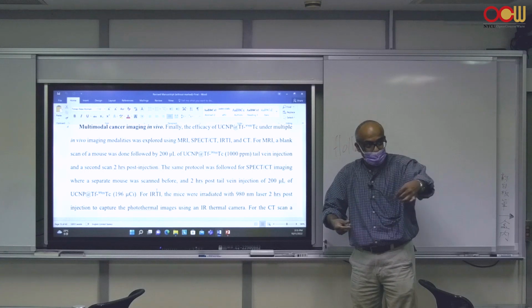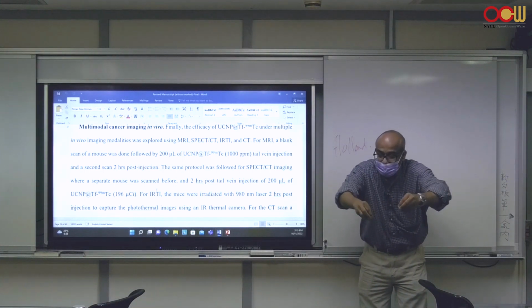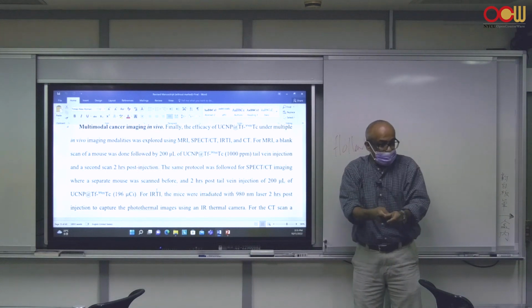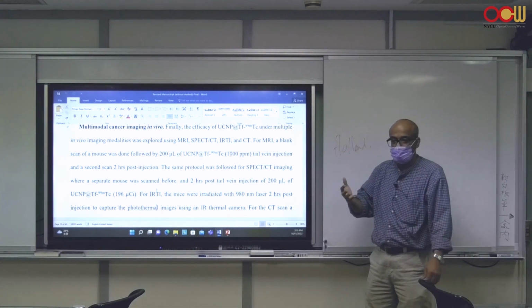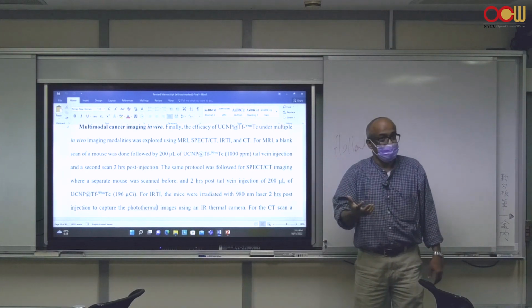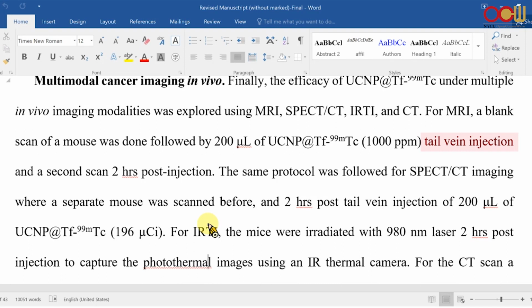And the other one is you have the tail and you inject in the tail vein so that you allow the material to distribute. You are not injecting right inside the tumor. This is normally done when we try to prove targeting. Then we put it through the tail. So you see tail vein injection. So you need to know the difference.